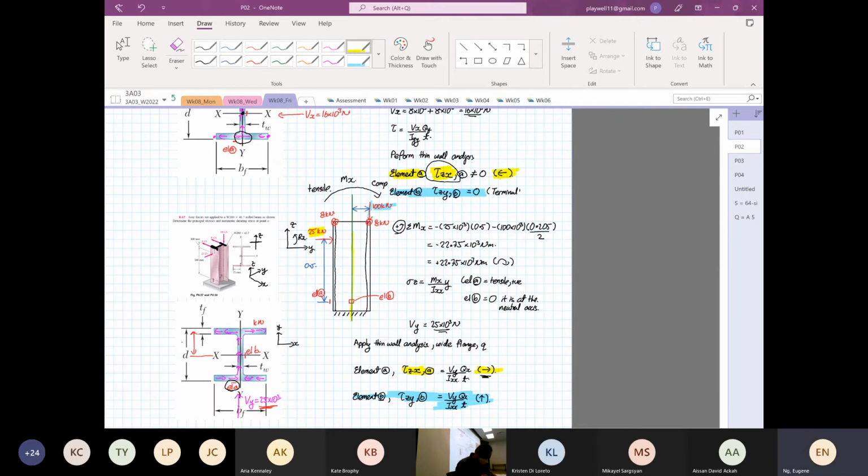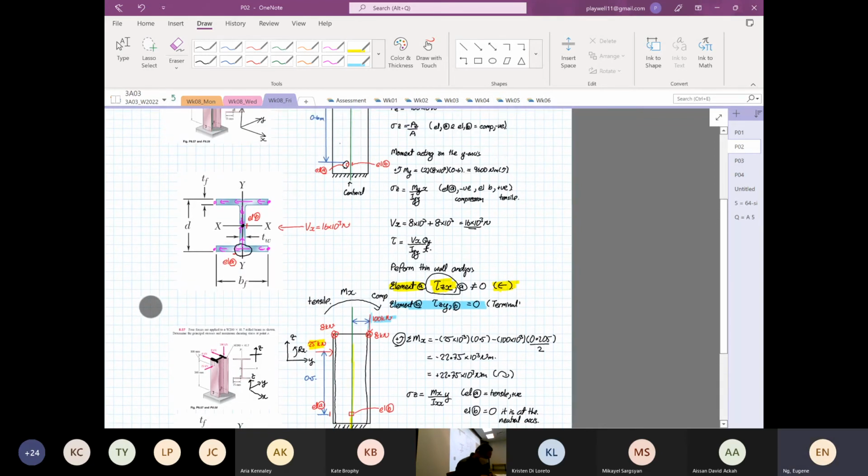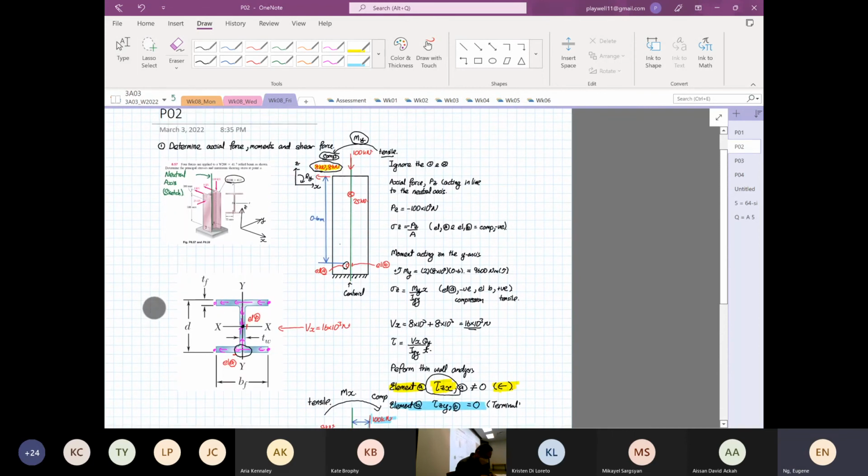Moment in X was a difficult one, but you guys understand it. We have our Vy. Okay, this is good. Then we have our moment in Y. Yep. And then we have our Vx. Yep. And then we have our normal stress in the Z direction. I think we are good to go.